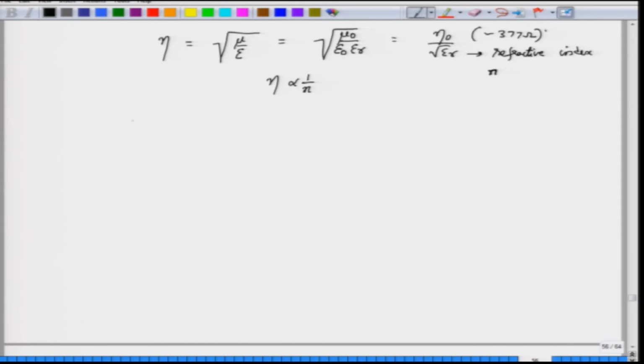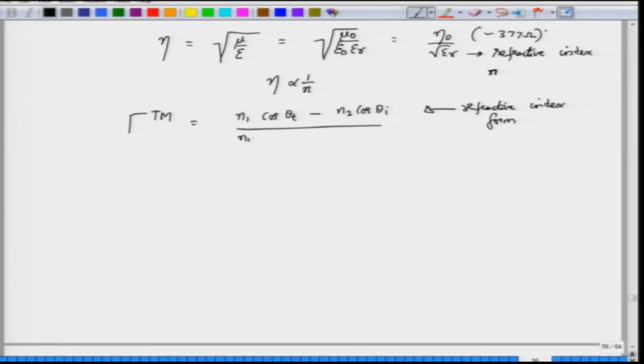Now, let us write down the expression for gamma Tm, where instead of using wave impedance, I will use the refractive index. This is what the equation is going to look like: n1 cos theta t minus n2 cos theta I, where n is the refractive index. So, I am going to write this in refractive index form, divided by n1 cos theta t plus n2 cos theta I.